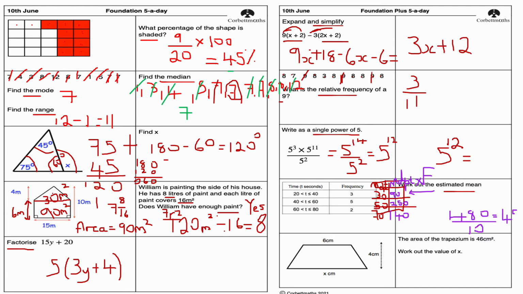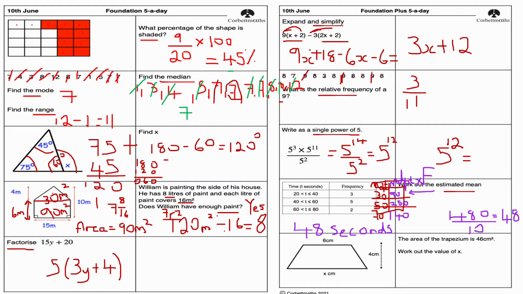So the mean is roughly 48 seconds on average. This is working out the mean of grouped data, guys. You have to work out the midpoint first, and then work out the midpoint times the frequency, and then you sum your midpoint times frequency column, and then you divide that by the sum of the frequency.